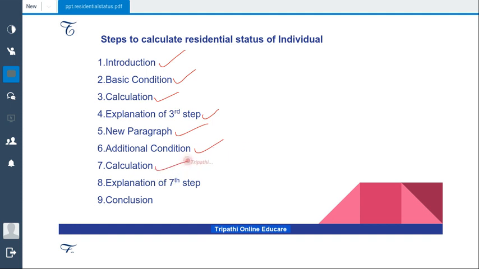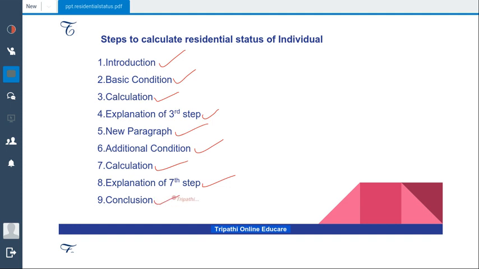In the next step, you will have to calculate and check whether he is fulfilling the additional conditions or not. Eighth step, you will have to explain the calculation of the seventh step. Now in the explanation, you will have to actually give the numbers. He was in India for 730 days in the 7 preceding previous years or not. Whether he is resident of India in at least 2 out of 10 preceding previous years or not. All this, the actual data, you will have to give in this step.